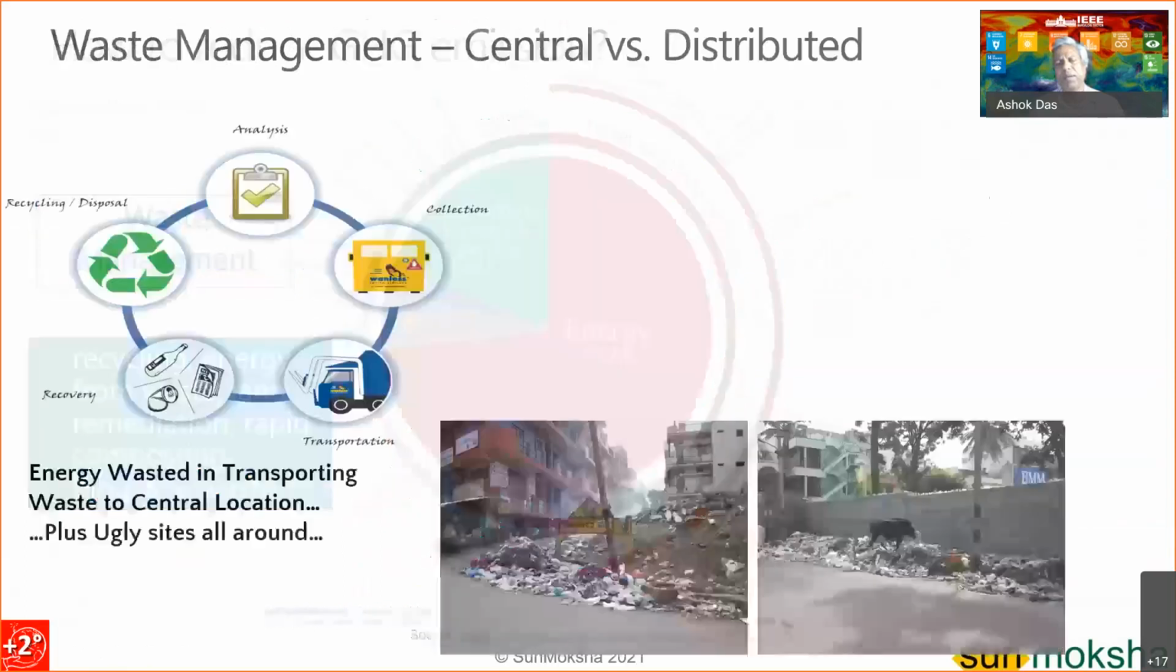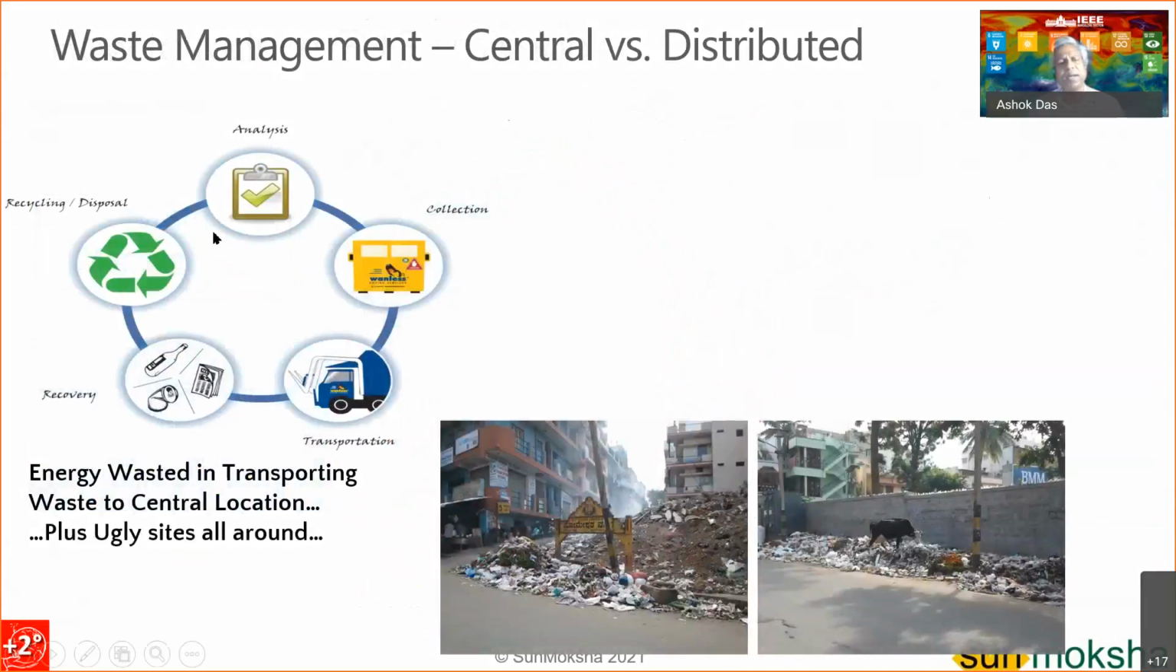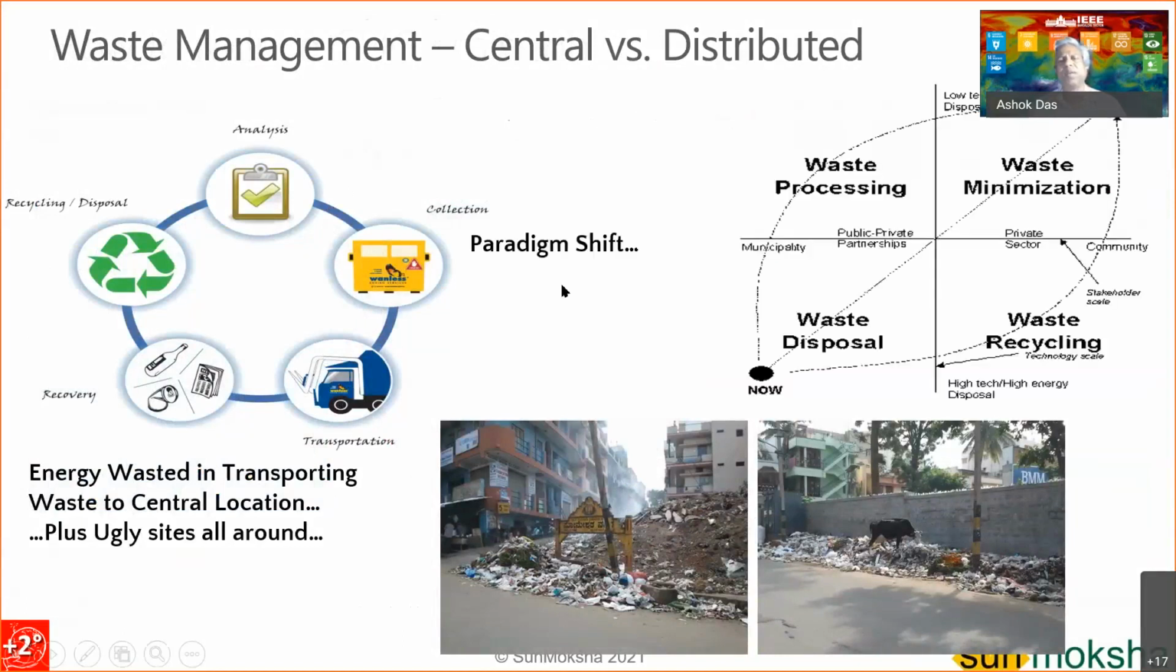Waste management, again, you see it all around. And so far, it has been a very centralized approach to waste management. You transport it, you burn it, you recycle it, you process it, and the whole cycle continues. We need to have a paradigm shift in waste disposal. The future will be minimum waste, minimize the waste, and do as much local processing as possible so that landfills are minimized. We need to minimize landfills. We need to minimize central processing.